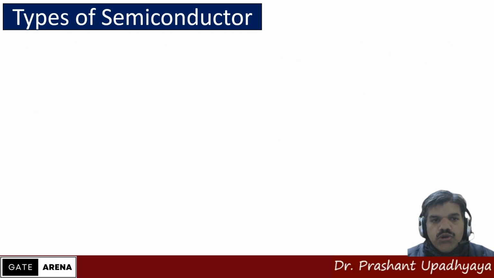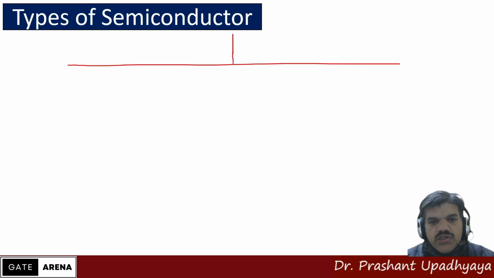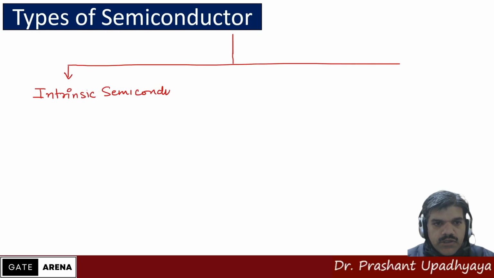Today we are going to talk about the types of semiconductors. Generally, when we talk about the types of semiconductors, we say that there are two types. One is known as the intrinsic semiconductor, so let me write it for you, and another type is known as the extrinsic semiconductor.